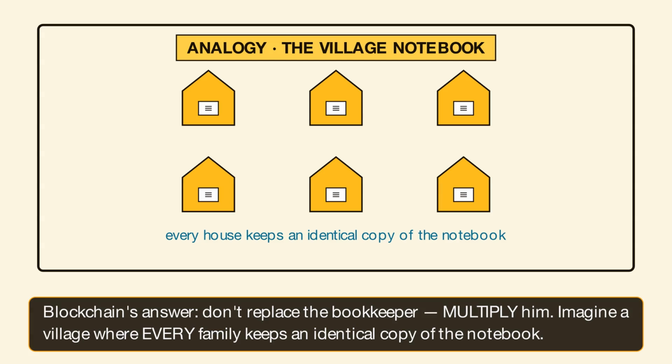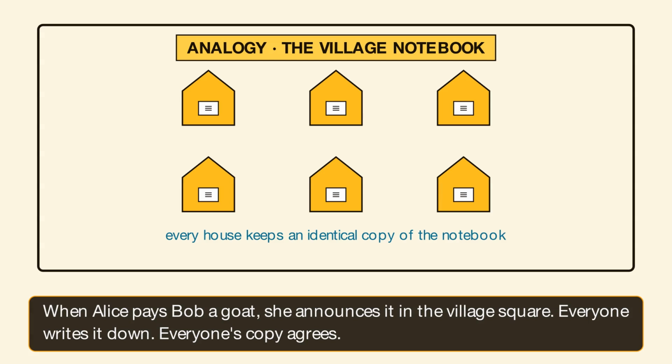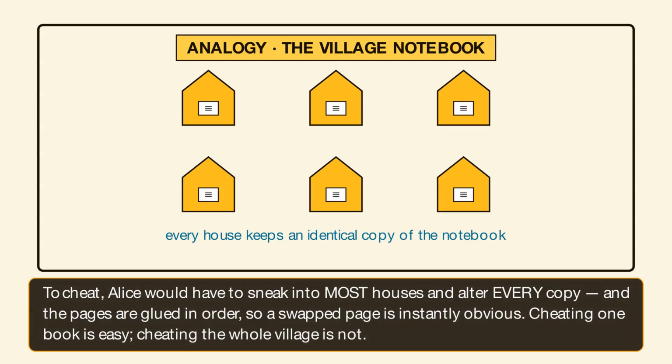Blockchain's answer: don't replace the bookkeeper, multiply him. Imagine a village where every family keeps an identical copy of the notebook. When Alice pays Bob a goat, she announces it in the village square. Everyone writes it down. Everyone's copy agrees. To cheat, Alice would have to sneak into most houses and alter every copy, and the pages are glued in order, so a swapped page is instantly obvious. Cheating one book is easy, cheating the whole village is not.